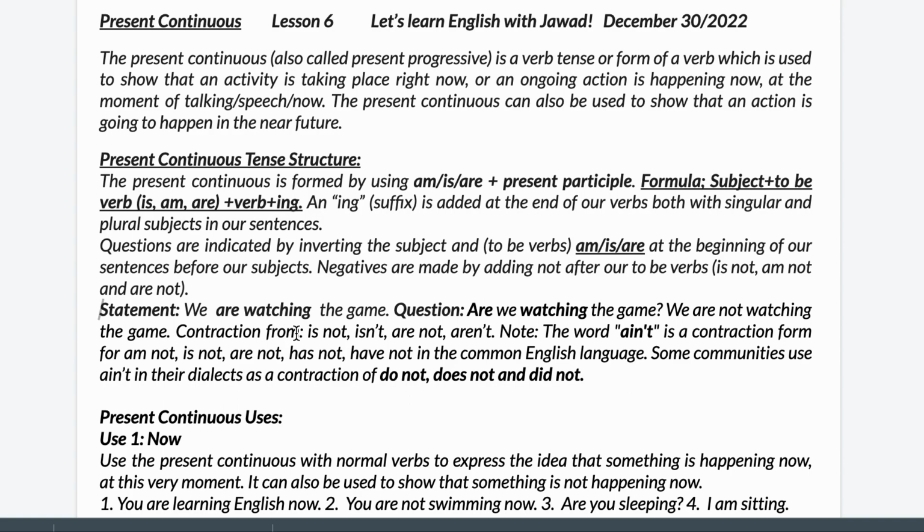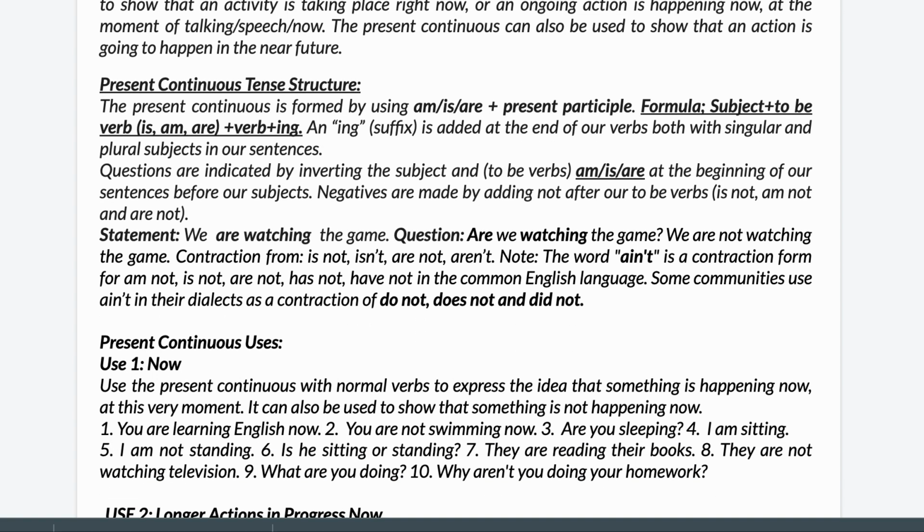The contraction form or the short form is isn't, aren't. For I, in some parts people use ain't, which is a contracted form of am not, is not, are not, has not, have not, and stuff like that. In our English language, which is a spoken language nowadays, some communities use ain't in their dialects as a contraction of do not, does not, and stuff like that. So this is the definition part, and this is the structure of our sentences when we are using different subjects, and we use accordingly what's required of us.